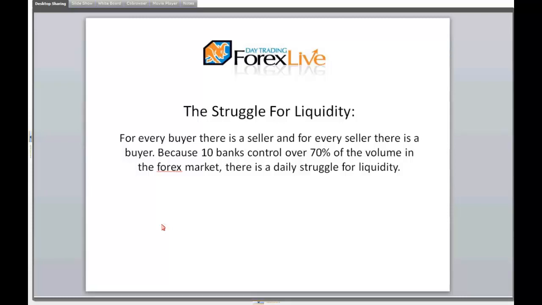So with that being said, we need to start looking at the market from a slightly different perspective. It's just like that picture from The Wizard of Oz: pay no attention to the man behind the curtain.